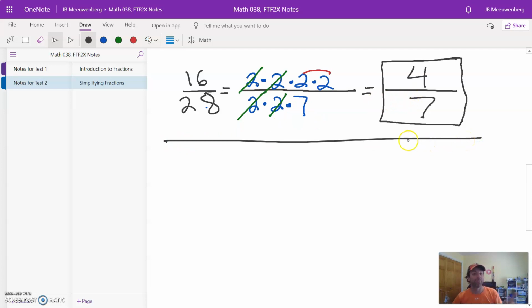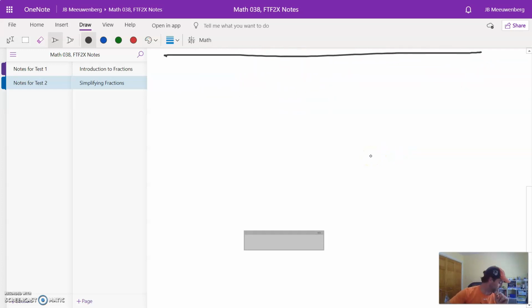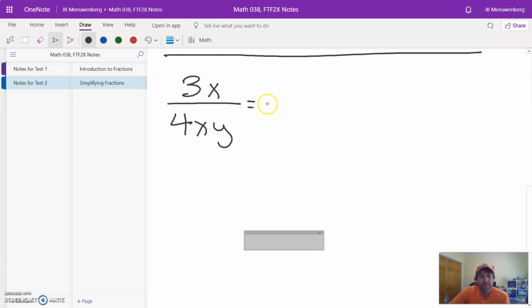Let's try a couple now that have variables in them. So let's try 3x over 4xy. Pause the video. Try it. I'm going to keep going. So I think about what the prime factorization would look like. Well, 3x would be 3 times x. That's it. Remember, what is x? X is just a number, right? X is just a number. We don't know what it is.